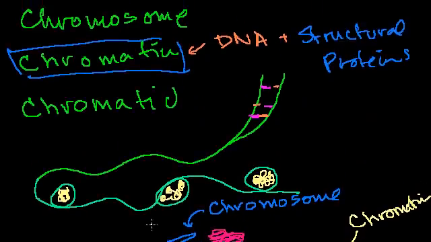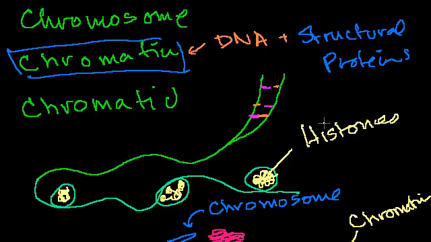And actually, just in case I don't remember if I labeled these, the proteins that give structure to the chromatin, or that make up the chromatin, or give structure to the chromosome, they're called histones. Histones. And there are multiple types that give structure at different levels, and we'll do that in more detail.